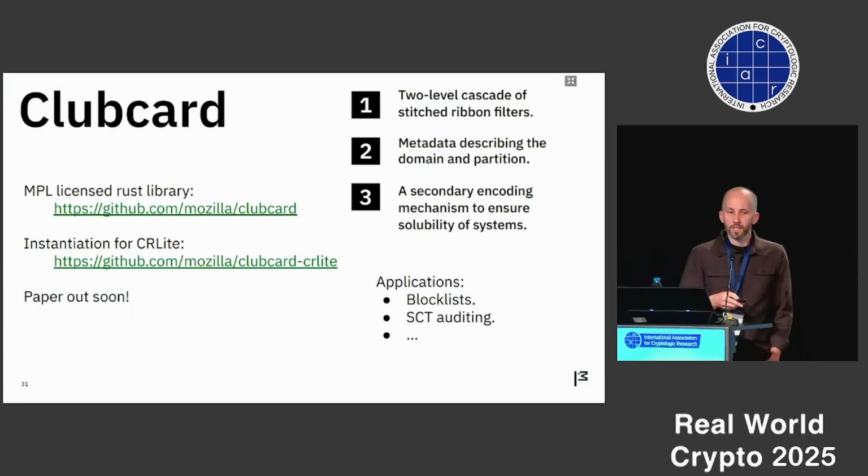Okay, so that's the club card data structure. It's a two-level cascade of these stitched ribbon filters with additional intrinsic metadata describing the domain and a partition. And there's also a secondary encoding mechanism that makes sure that the system is always solvable, mostly as a performance improvement for generation time. All that's available as a Rust library, which you can use to make generic club cards. And then we have the instantiation for CRLite as well. Like I said, this paper will be at S&P and up on ePrint soon.